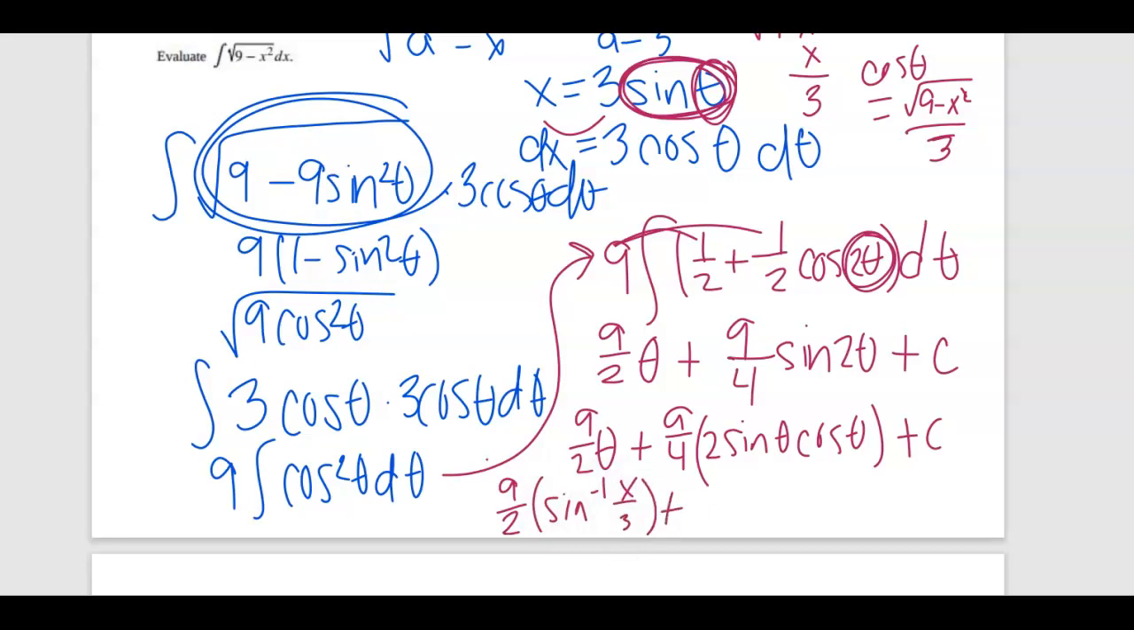So I have 9/2 arc sine of x over 3 plus 9/2. I'm going to pull this out here. I'm going to run out of writing room, but that's okay. Sine of theta is x over 3. Cosine of theta is the square root of 9 minus x squared over 3, plus c.